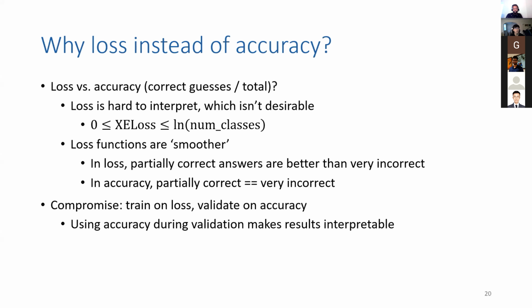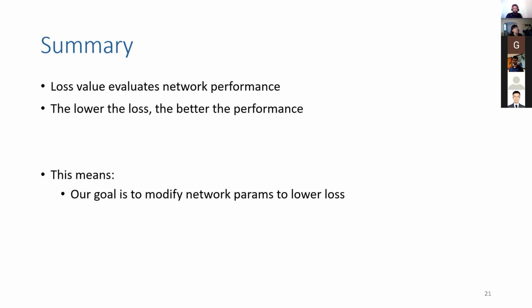But also at the same time, accuracy is a really interpretable metric. And so the compromise that we do, and you'll also do it in your homework assignments, and you'll also probably want to do it when you're training your own networks, is we train on loss and then validate on accuracy. So that'll make the validation results much more interpretable, which is quite nice. So yeah, just a note.